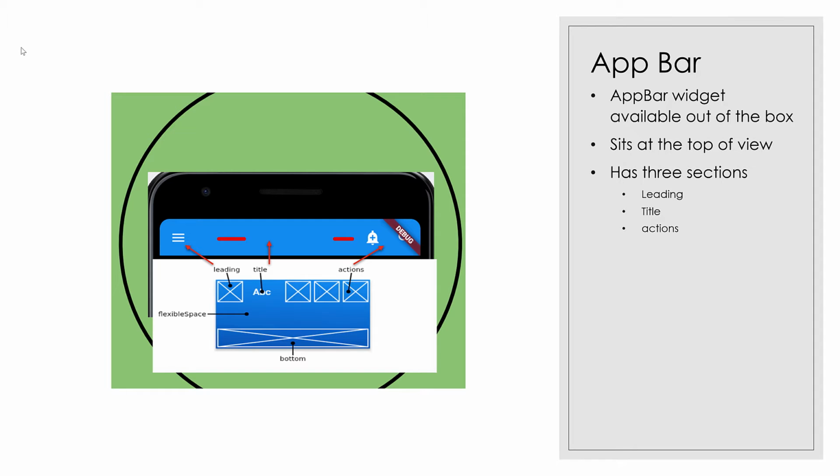The leading is on the left side, where you can put something like an icon, a hamburger or a menu kind of icon. Title is right next to the leading, on the right side, or depending on whether you're using left to right or right to left, that is where you will put the title of your view or whatever you want to put in there. And after the title you will have actions, little icons or something else which are actionable. So these are the 3 sections that you see.